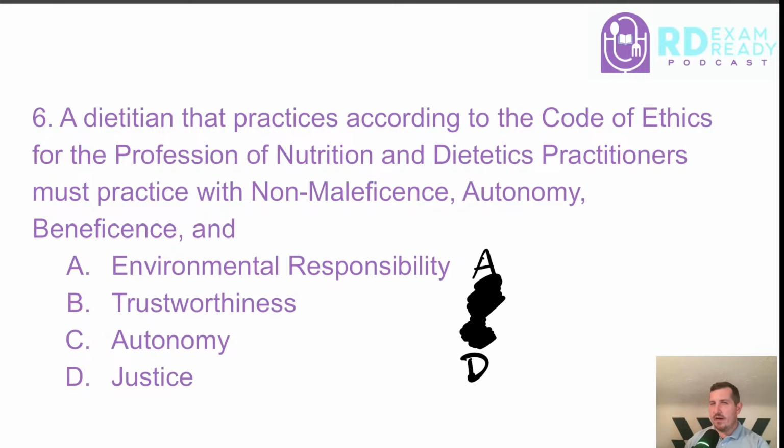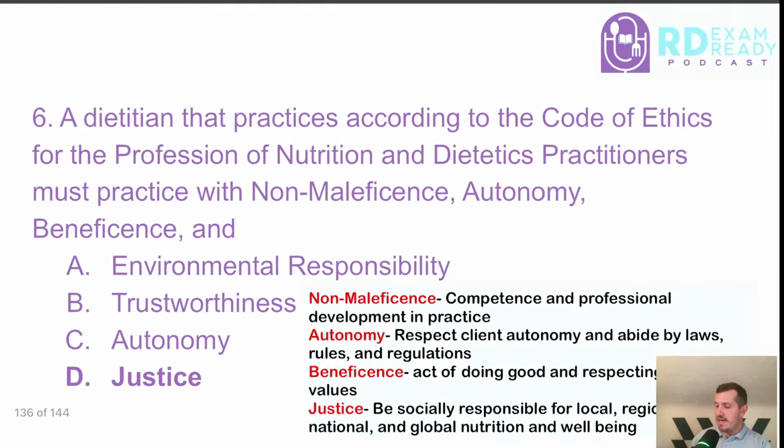So I have A, environmental responsibility, kind of like sustainability, composting, environment, things like that. Or D, justice. So if I looked between those two, it could be A, but I would probably say D, justice, would be the best fit for the code of ethics for nutrition and dietetics.